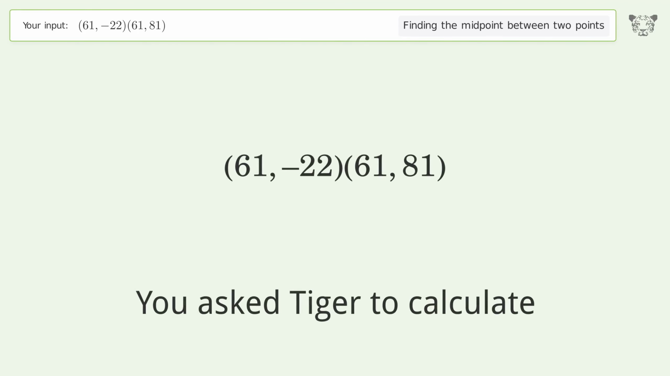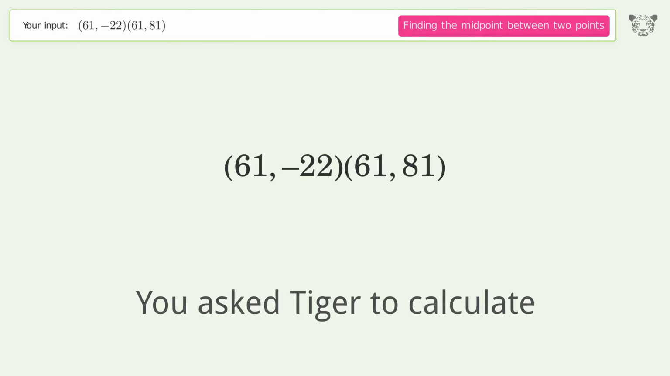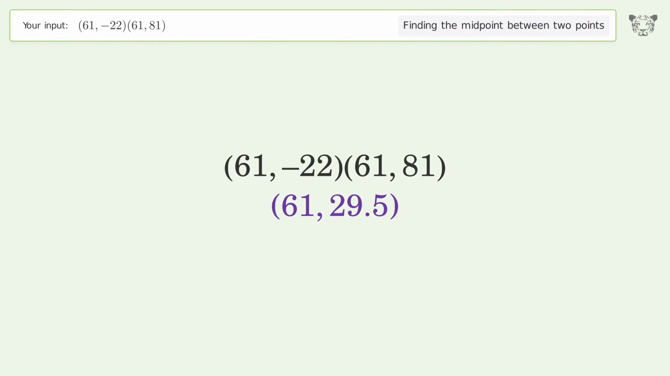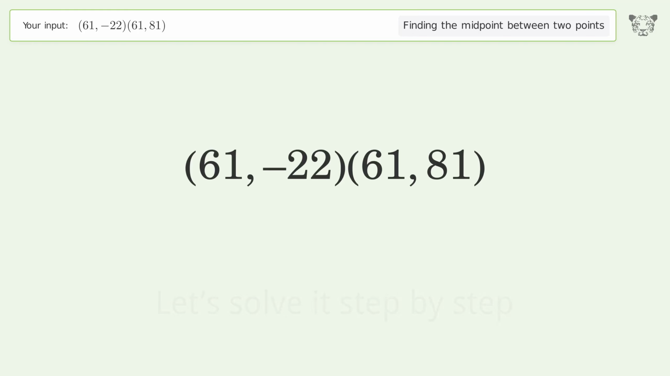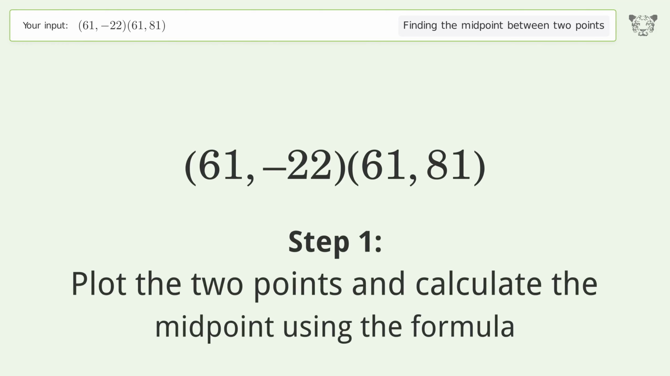You ask Tiger to calculate. This deals with finding the midpoint between 2 points. The midpoint between the 2 points is (61, 29.5). Let's solve it step by step. Plot the 2 points and calculate the midpoint using the formula.